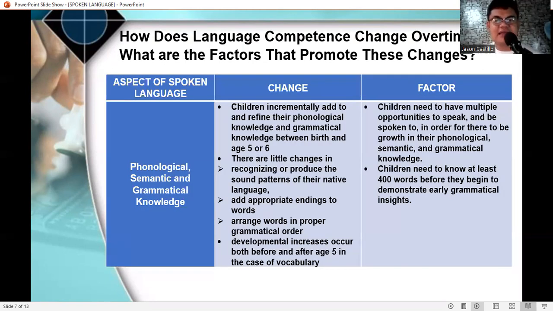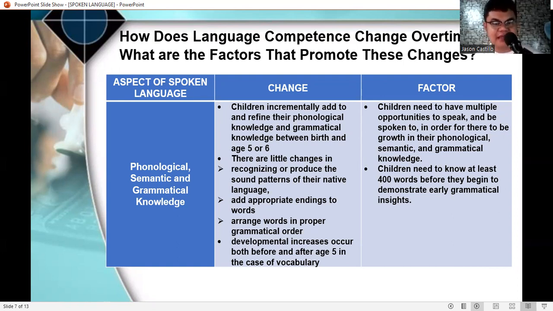So the next is, how does language competence change over time? And what are the factors that promote these changes? In the paper, the aspects of spoken language were divided into four. So the paper mentioned four aspects of the spoken language, and the change was also seen there, and the factors as well. Okay, so let's start.